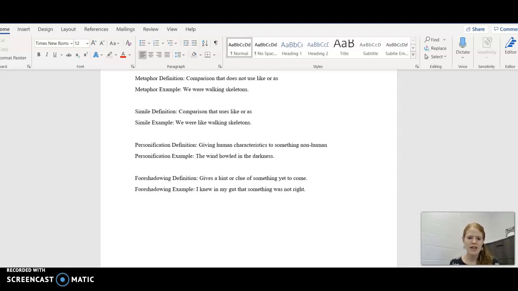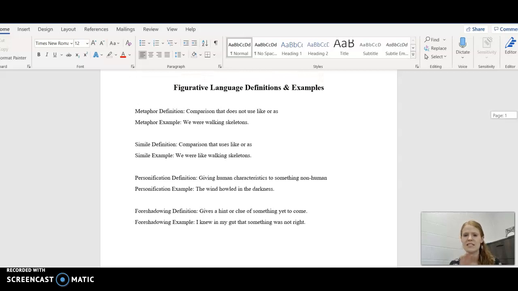Foreshadowing is when you give a hint or a clue of something yet to come. If you had a sentence like, I knew in my gut that something was not right, that tells us something bad is probably going to happen later. It gives your reader a clue or a hint. Those are just some examples. You are going to put an example of a metaphor, a simile, personification, and foreshadowing in your narrative. So you'll have an example of each.